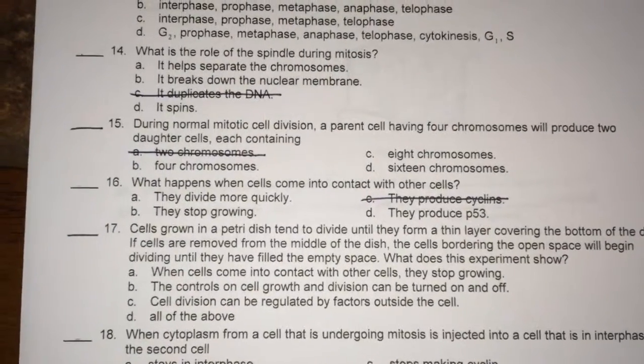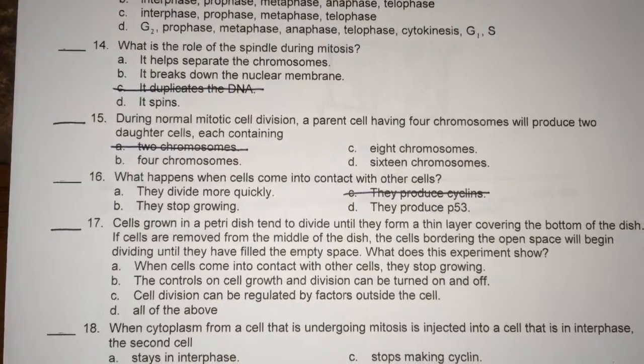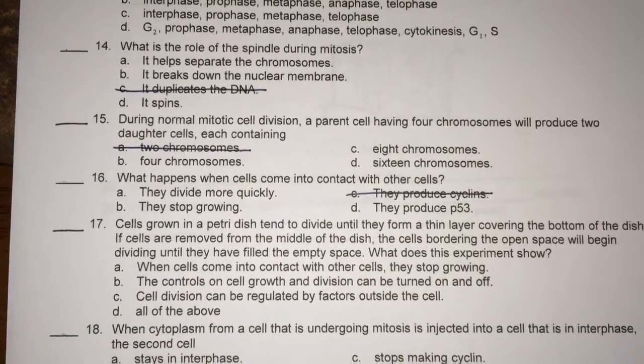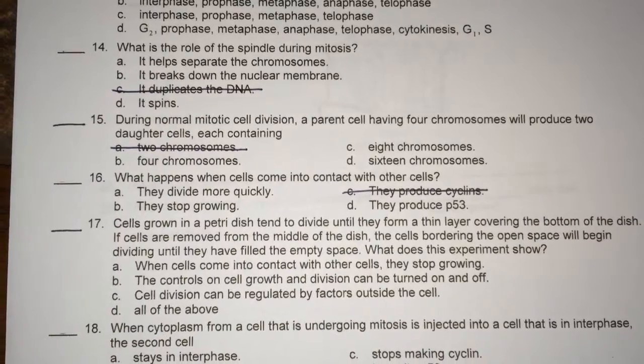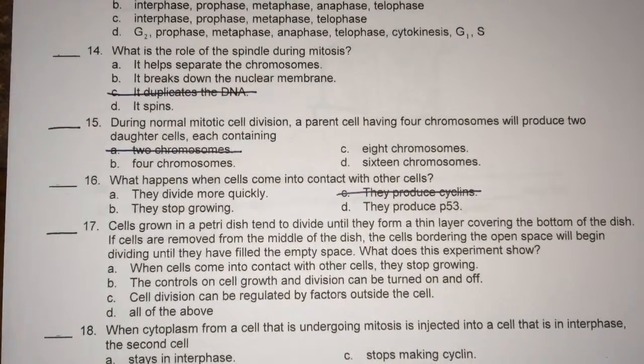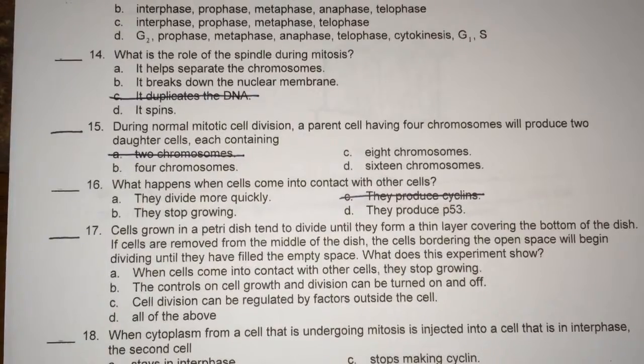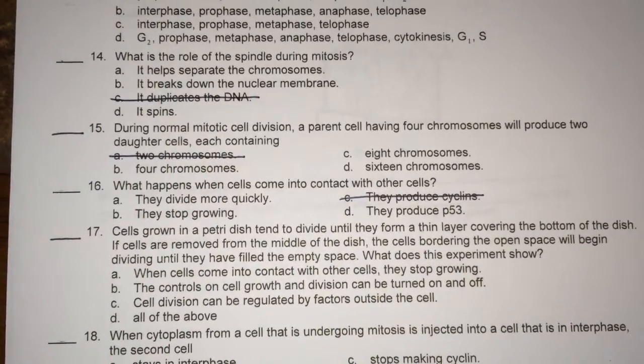Number 14. What is the role of the spindle during mitosis? A, it helps separate the chromosomes. B, it breaks down the nuclear membrane. Or D, it spins.